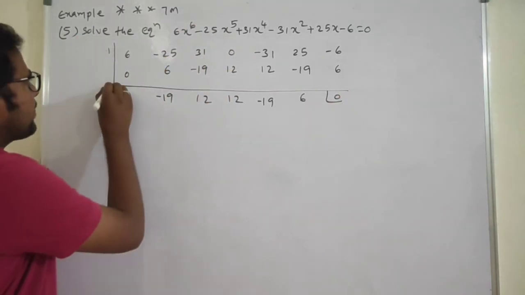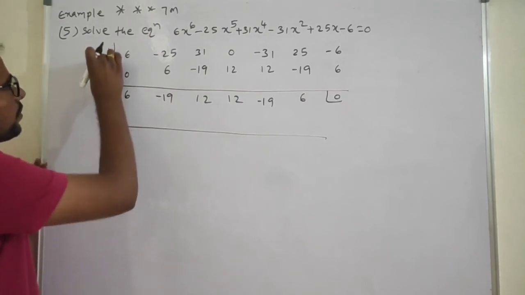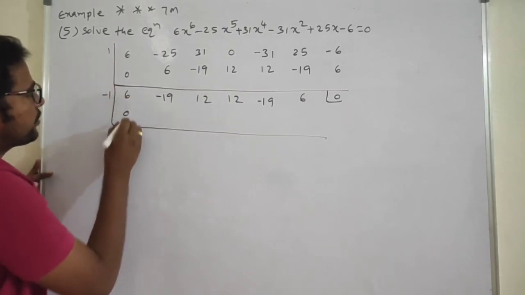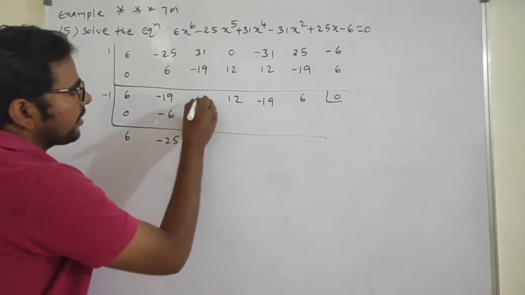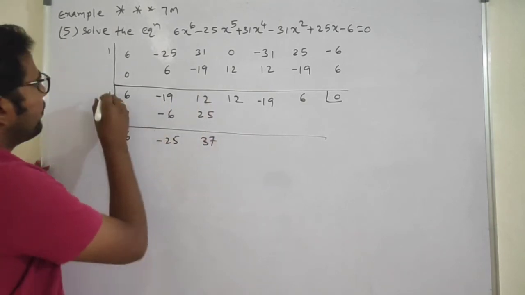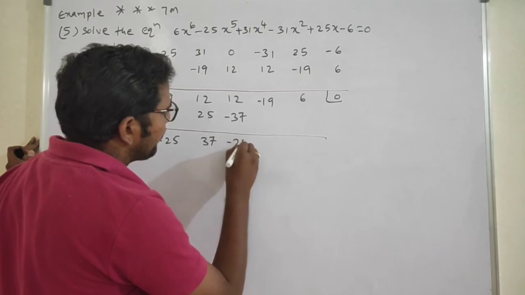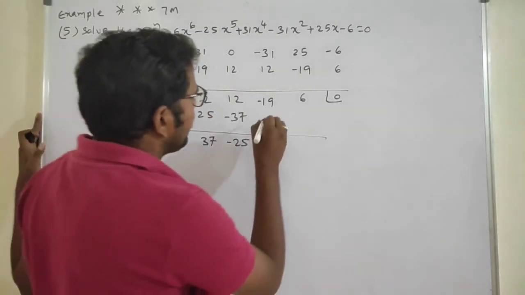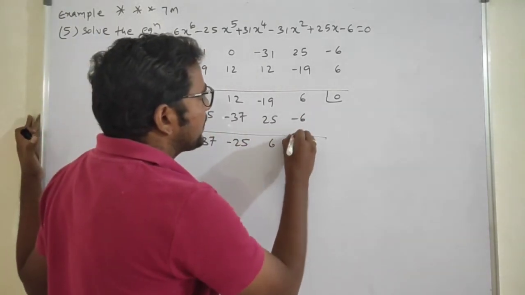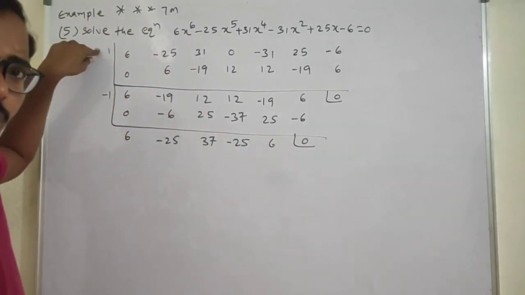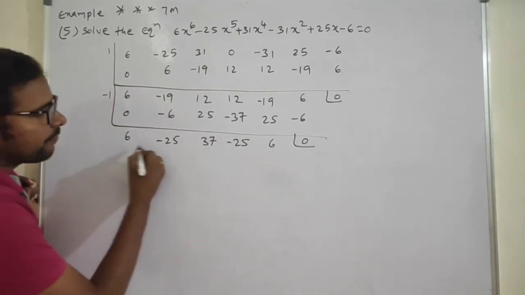Let's take -1. Since the degree is 6, for this type of question +1 will be a root, and the other will be -1. 6 plus 0 is 6. -1 into 6 is -6. -25 minus 6 is -31... continuing the synthetic division, we get 0 as the remainder. So 1 is a root and -1 is a root. So 2 roots have come, and we still have to find 4 roots. So it is a 4th degree equation.